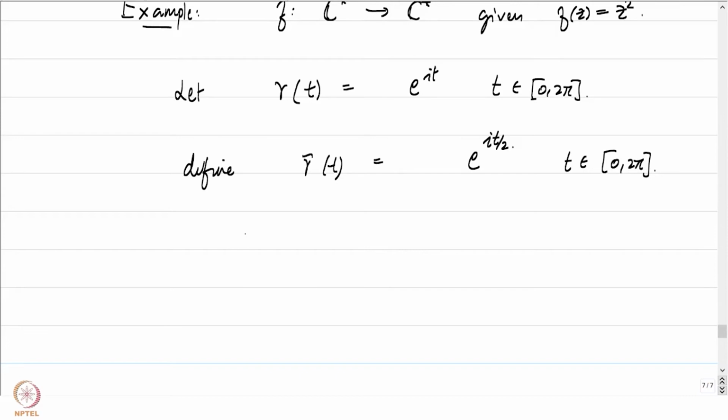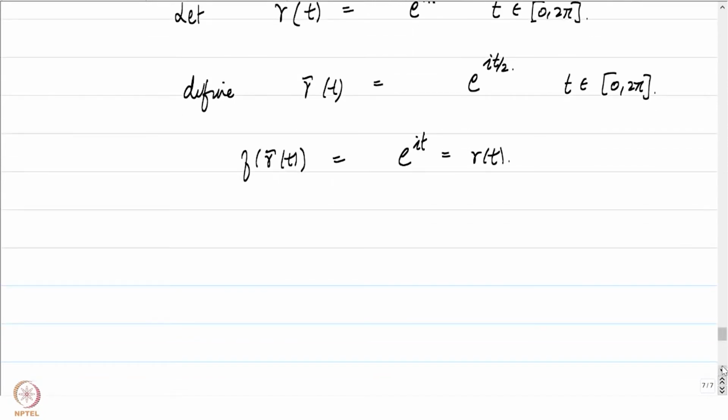Then notice that f of gamma tilde of t, this is equal to f of z is z square, and therefore this is just going to be equal to e to the power it, which is equal to gamma of t. So this is clearly a lift of gamma, and also notice that at t is equal to 0, gamma tilde of 0 is 1. So this is a lift which has the initial point as 1, and gamma tilde is a lift of gamma with respect to f with initial point 1.